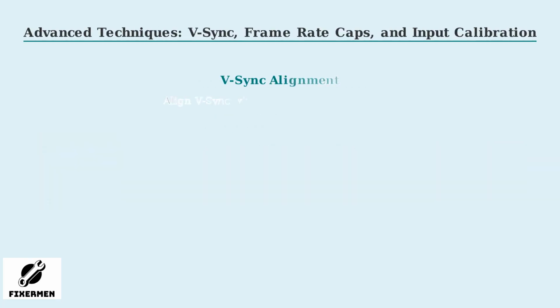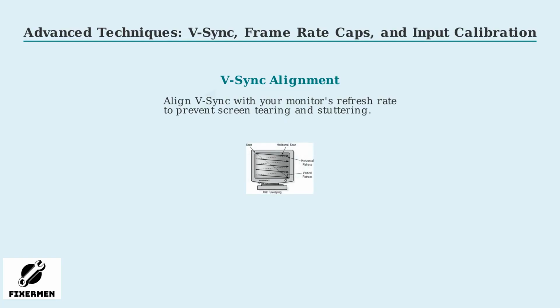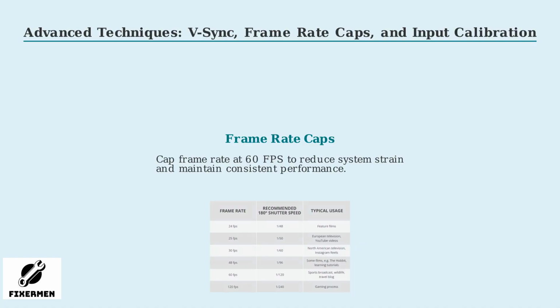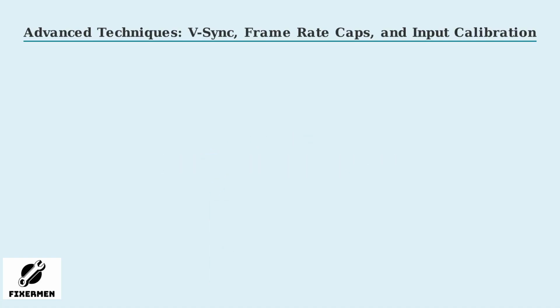VSync alignment with your monitor's refresh rate is crucial to avoid screen tearing. This synchronization ensures smooth visuals by matching frame updates to your display's refresh cycle. Cap your frame rate at 60 FPS to prevent unnecessary strain on your system. Higher frame rates can cause instability, while capping ensures consistent performance without wasted resources.